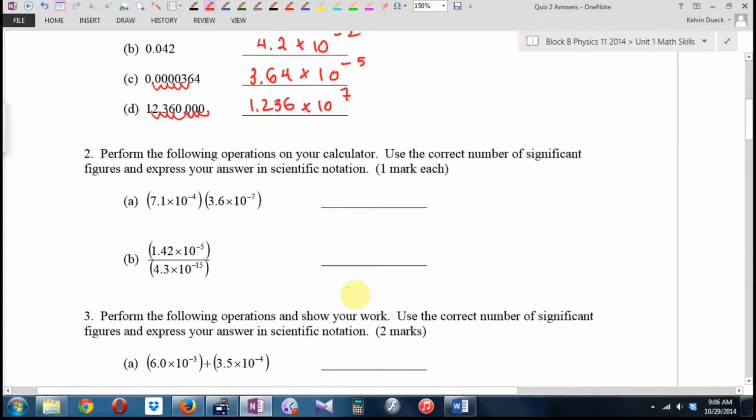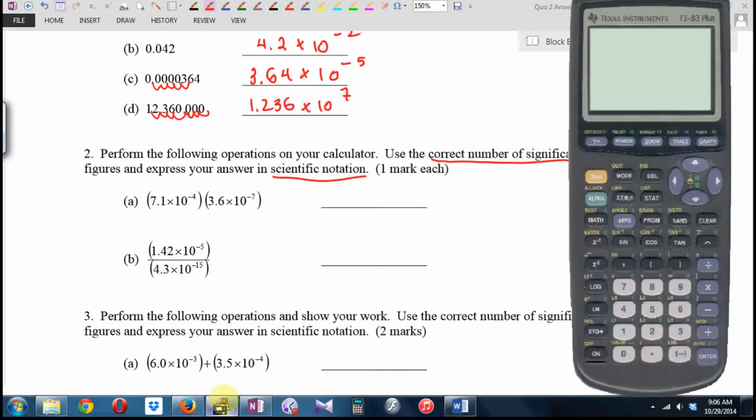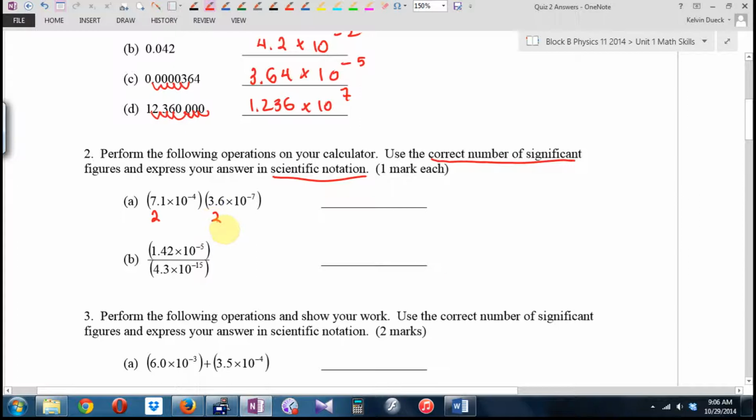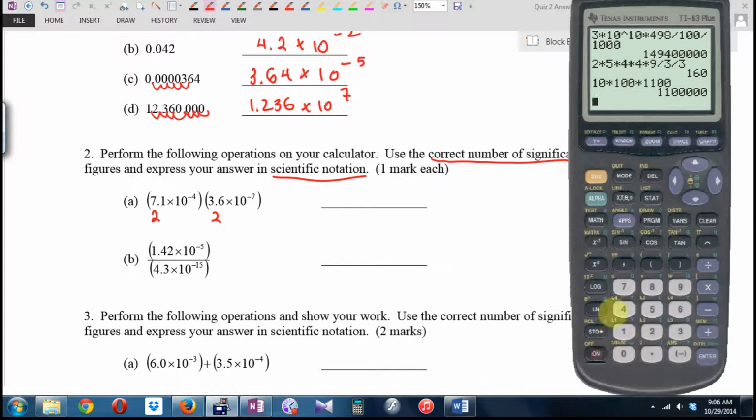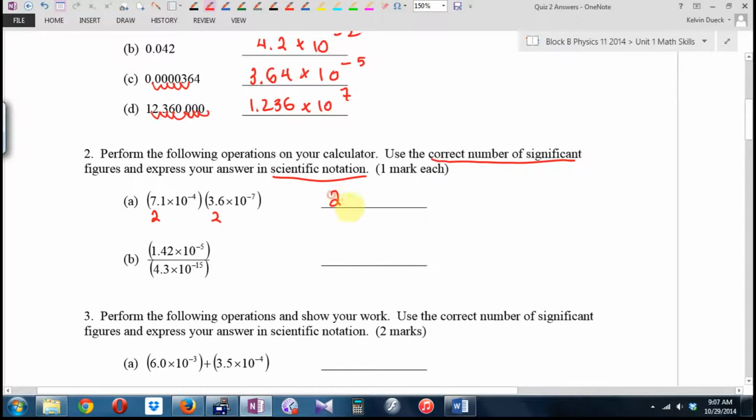Perform the following operations. Correct number of sig figs and scientific notation. Okay. Oh, multiplying. 2 sig figs, 2 sig figs. My final answer is going to be 2 sig figs. Turn the calculator on. 7.1, scientific notation button, -4 times 3.6, scientific notation button, -7. 2.556, no, 2 sig figs. I'm going to round to there. Is the 5 going to stay a 5 or get rounded up? Up. So 2.6 times 10 to the -10. Half mark for the front part, the 2.6, half mark for the 10 to the -10.